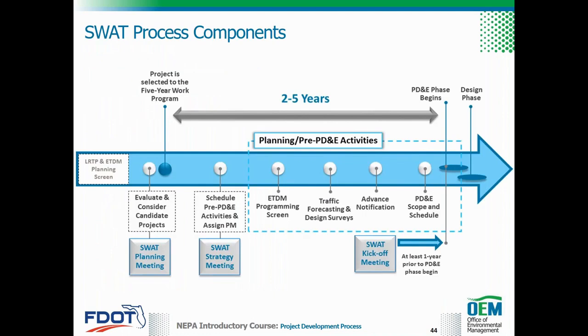The SWOT process framework consists of 3 milestone meetings: the planning meeting, strategy meeting, and kickoff meetings. The purpose of these meetings is to plan and review the preliminary scope, schedule, and funding of the projects. This image represents the SWOT process graphically from project selection in the FDOT 5-year work program up to the beginning of the design phase. On the bottom of this graphic are the 3 major milestones meetings in the SWOT process in relation to the development of the project.